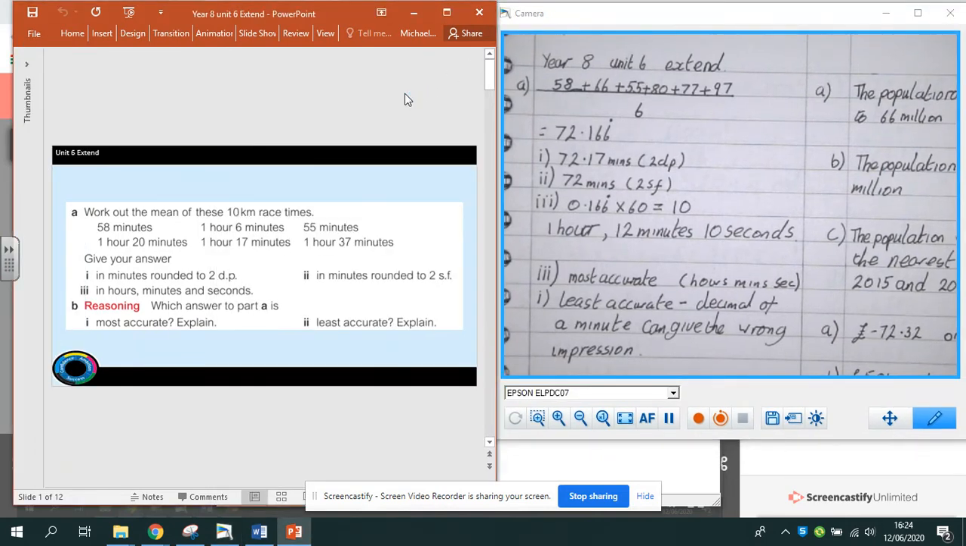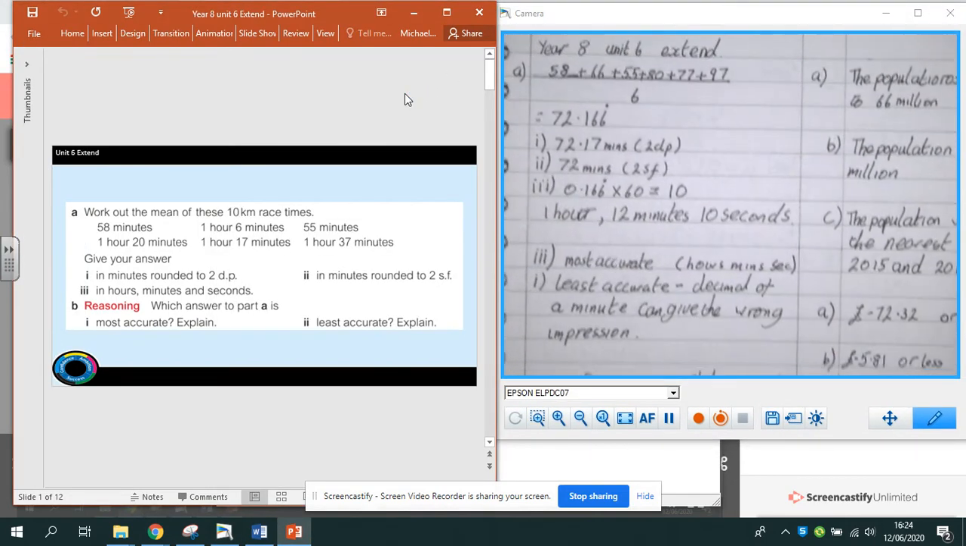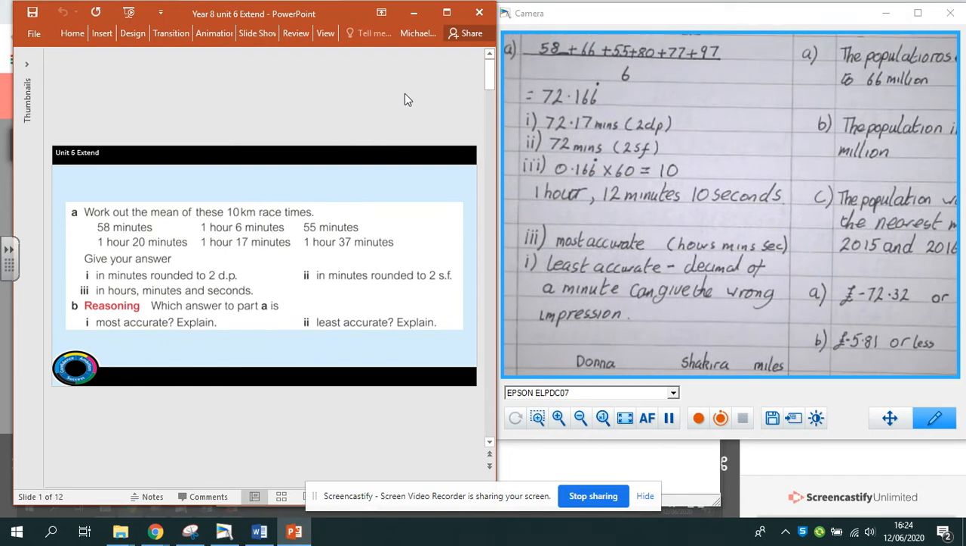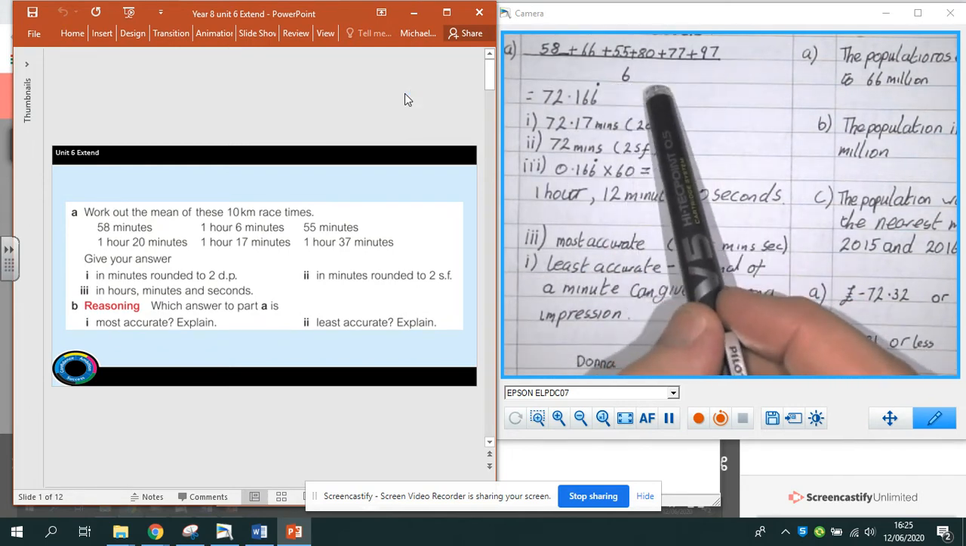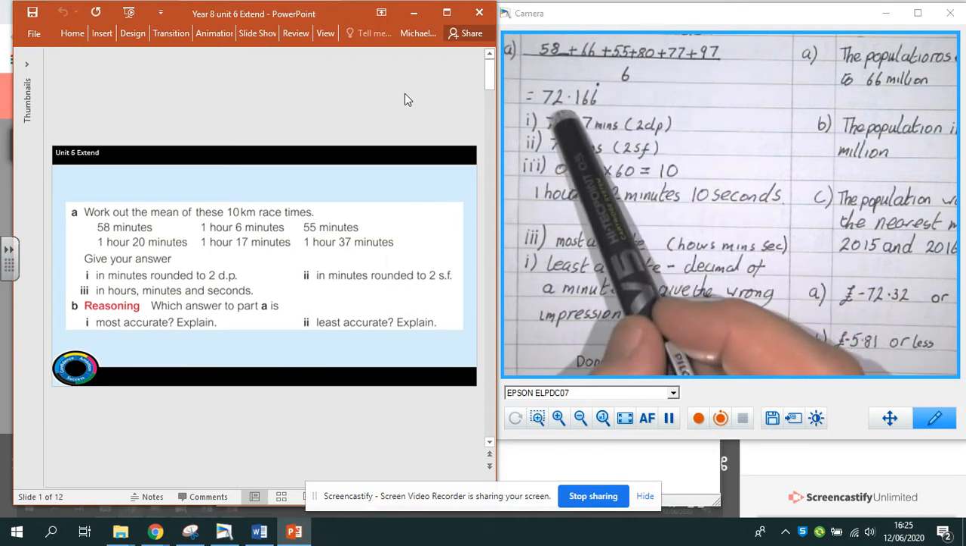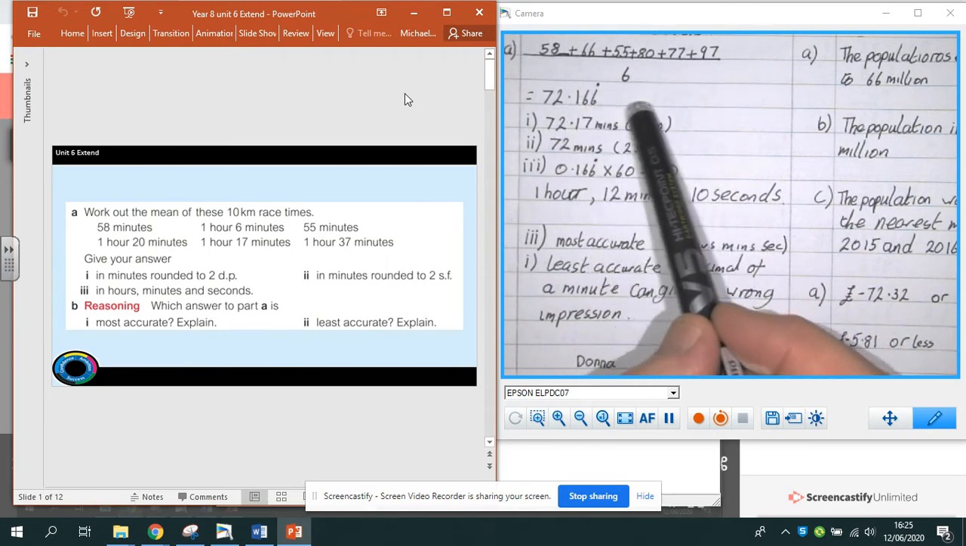Okay, sorry about that, that was just getting everything ready to go. So the first thing I did was I worked out the mean. In order to work out the mean, I converted all the times to minutes, because obviously you must always work in the same unit, and since some of them were only minutes, I worked in minutes. So I converted all of them into minutes, added the minutes together, divided by 6, and that gave me 72.166666 recurring as a mean.